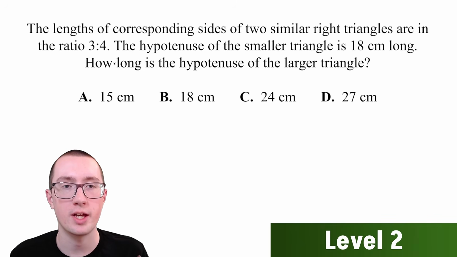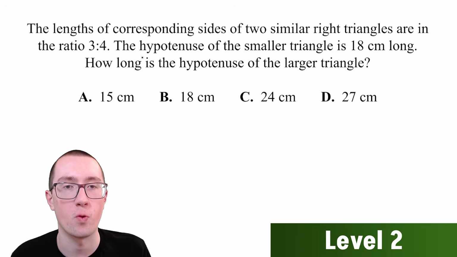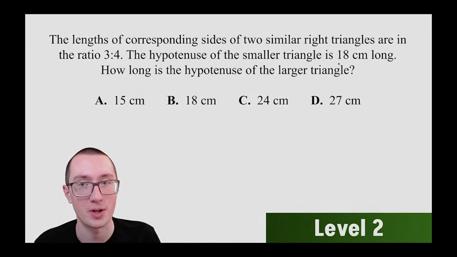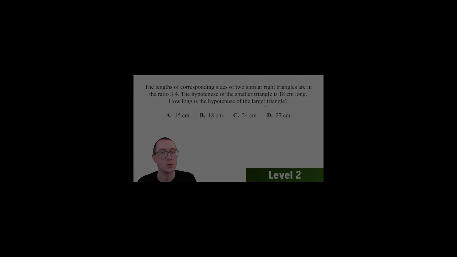So for this problem, we have some geometry stuff. It says that the lengths of corresponding sides of two similar right triangles are in the ratio 3 to 4. The hypotenuse of the smaller triangle is 18 centimeters long. How long is the hypotenuse of the larger triangle?